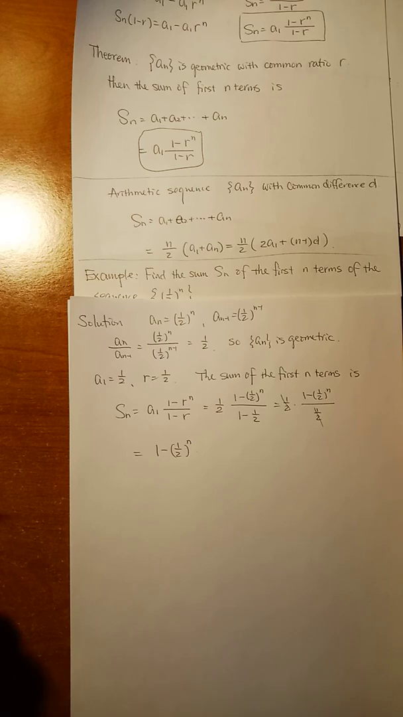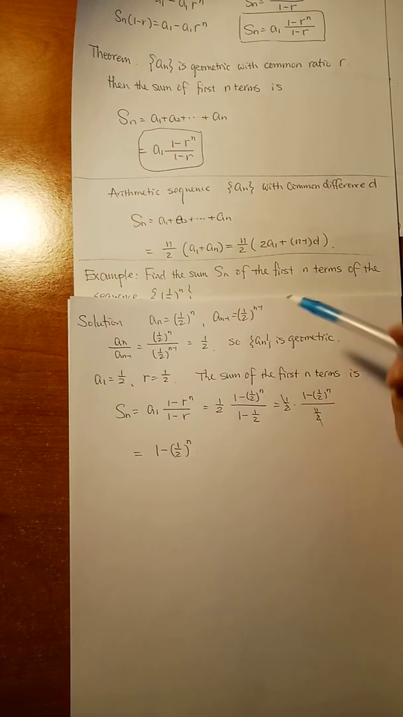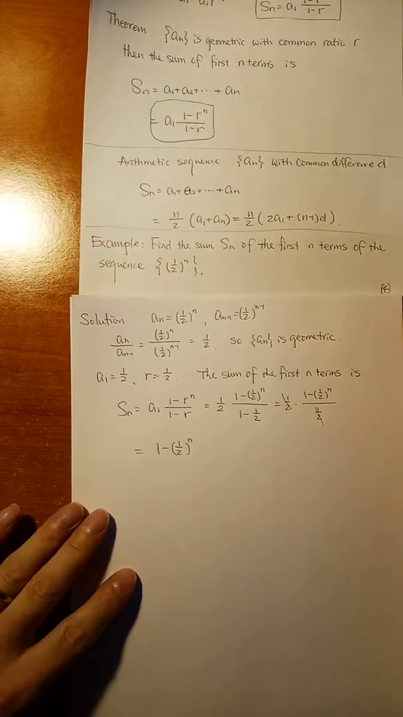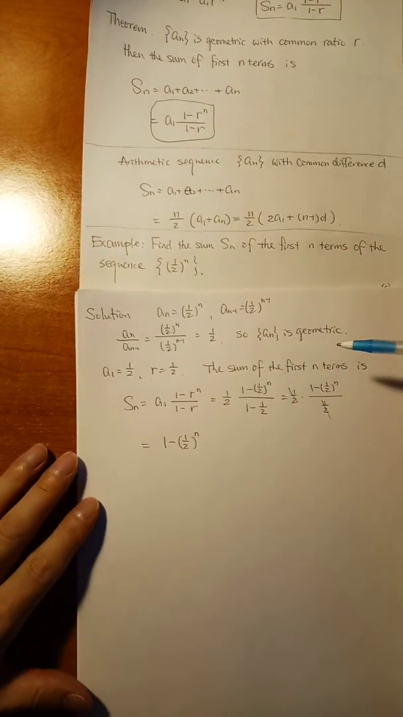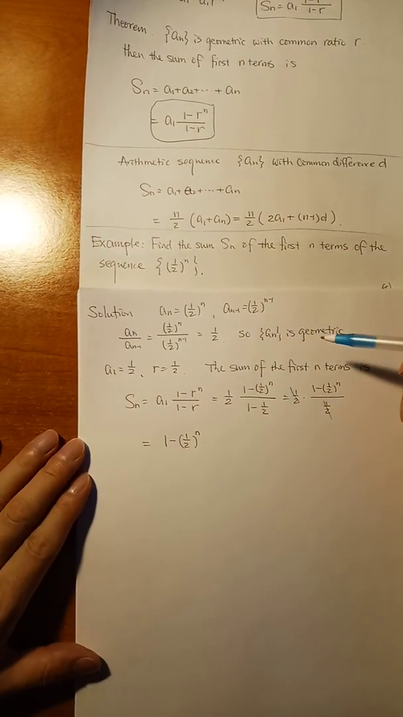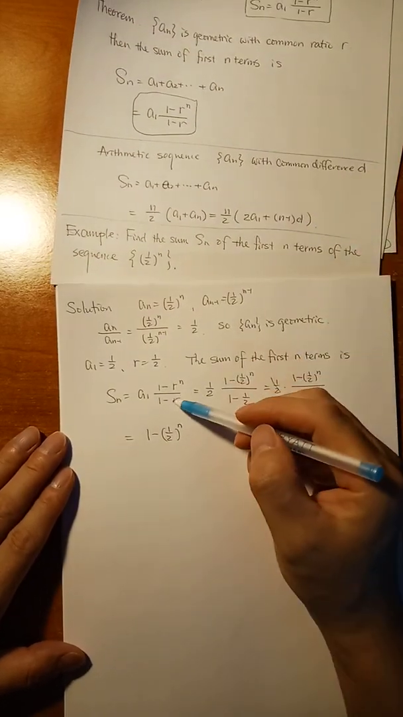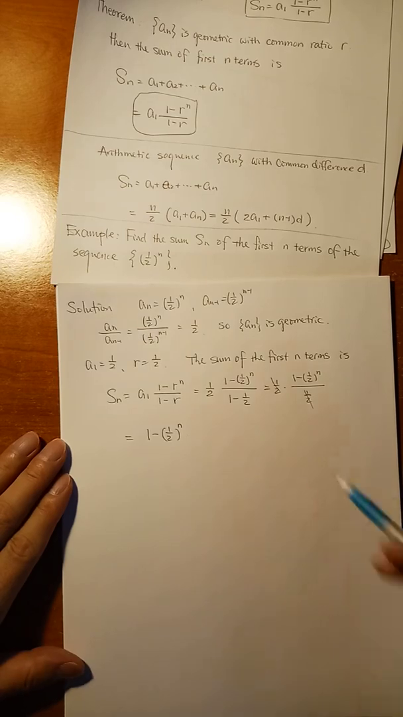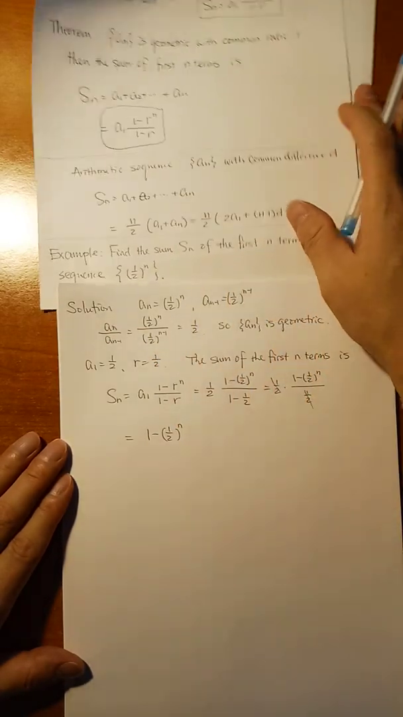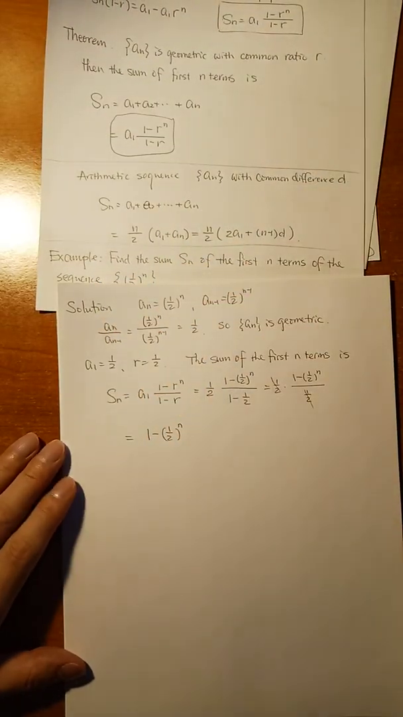All right? So this is the sum of the first n terms for this geometric sequence. And you have to first verify it is geometric, and then you can apply the formula. All right? Because the problem does not say it's a geometric sequence.